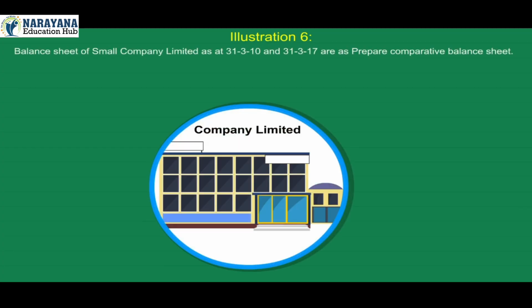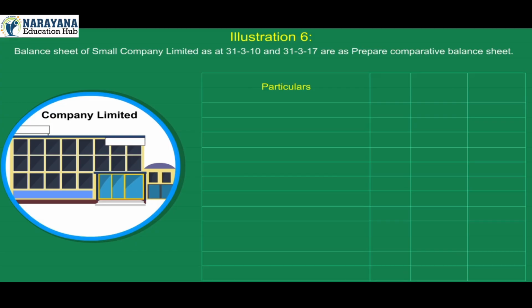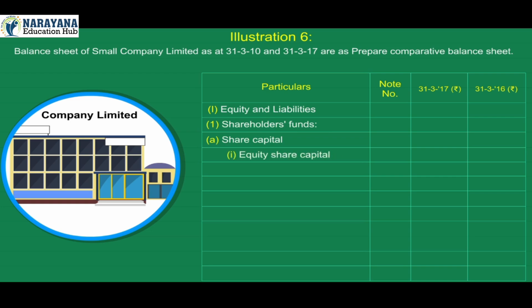Illustration 6. Balance sheets of Small Company Limited as at 31st March 2016 and 31st March 2017 are given. Prepare a comparative balance sheet. Particulars, note number, 31st March 2017, 31st March 2016. Number 1. Equity and liabilities. 1. Shareholders funds. A. Share capital. 1. Equity share capital 22 lakh, 17 lakh. 2. Preference share capital 10 lakh, 12 lakh.